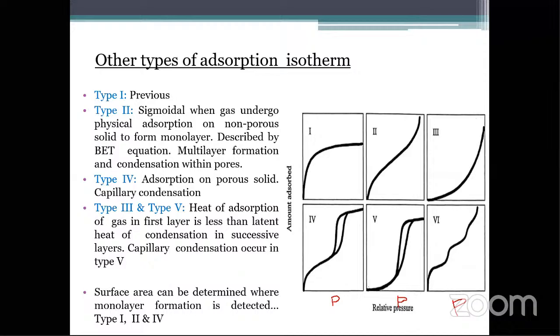Generally, this type of curve may be seen if the solid has both porous and non-porous characteristics, and if the pressure fluctuates with time and the temperature is also fluctuating. In those cases you will get this type of curve, that is type 6. So this is all about the adsorption isotherm and the different types of adsorption isotherm with curves. So you have to remember all that.